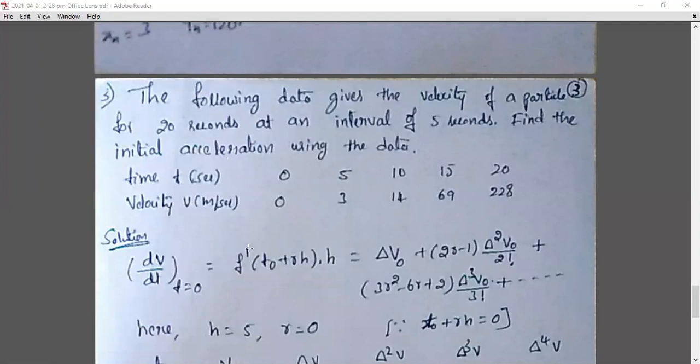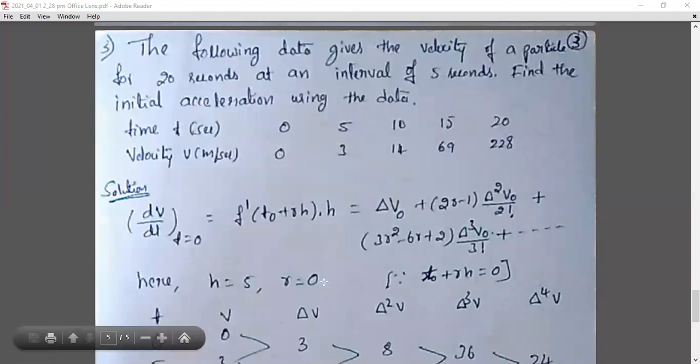So the formula will be, since it is at t equal to 0, we are using the forward interpolation formula. It is f dash of t naught plus rh, into h, equal to delta v naught plus 2r minus 1 into del square v naught by 2 factorial plus so on. So here, as we can note from this, the difference between the consecutive values of t is 5. So we have h equal to 5 and t naught is 0. Using that, we have r equal to 0. This is the formula, t naught plus rh equal to 0. From that, we have r equal to 0.